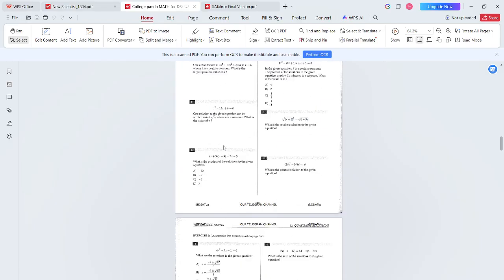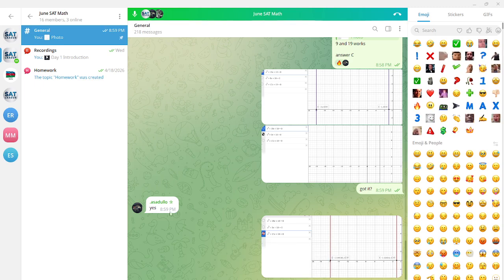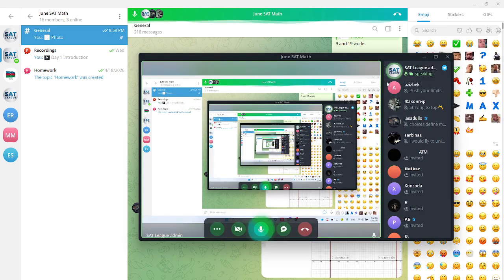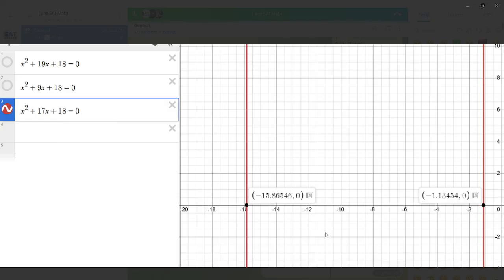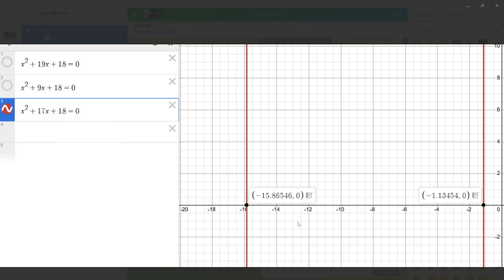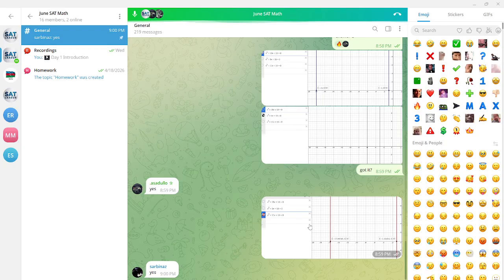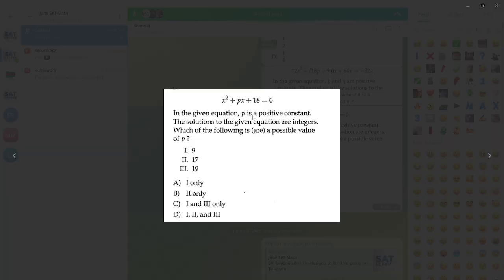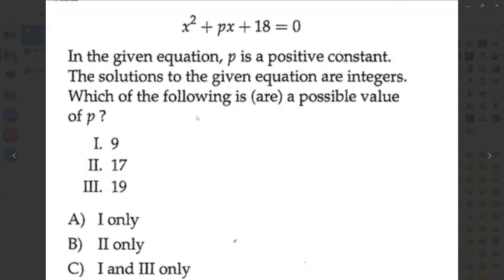Now, guys, understand it. I think as I'm responding, I hope you all understood it. It is just trying out the values for p and seeing if the solutions are integers, if the values of p fit the criteria given here. The solutions to the given equation are integers, all right? So this is the criteria we are using.